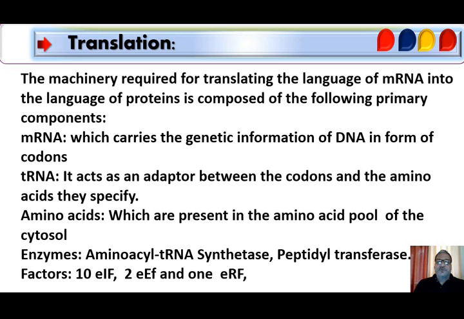Now, in eukaryotes, we have 13 factors, of which 10 are the eukaryotic initiation factors, 2 are eukaryotic elongation factors, and 1 eukaryotic releasing factor. Unlike in prokaryotes, where we had 9 factors: 3 for initiation, 3 for elongation, and 3 for the releasing. Whereas here in eukaryotes, we have 10 for the initiation process, 2 for elongation process, and 1 for the releasing process.